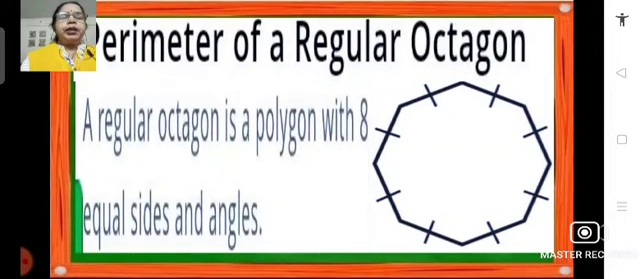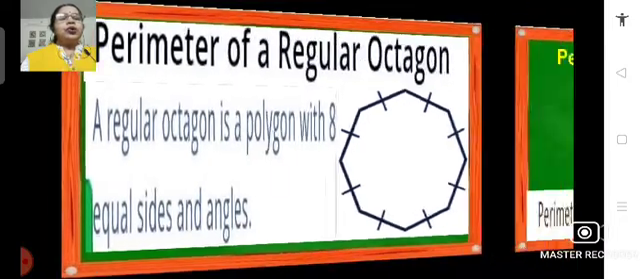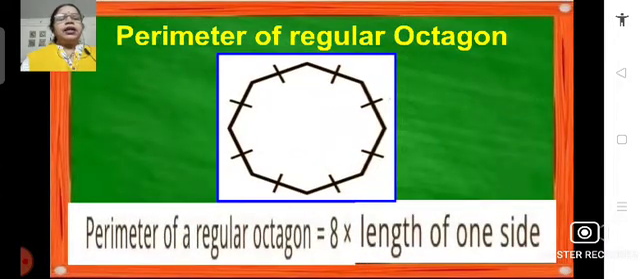Now, what will be the perimeter of a regular octagon? A regular octagon is a polygon with 8 equal sides. So, how do we find its perimeter? Its perimeter will be 8 into the length of one side.